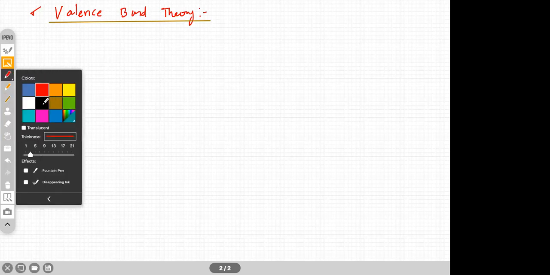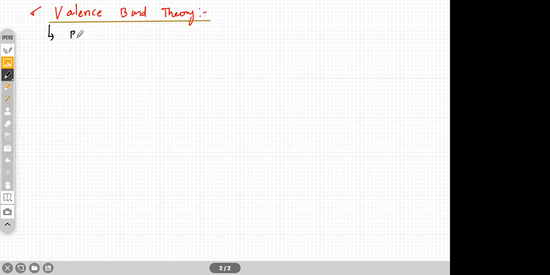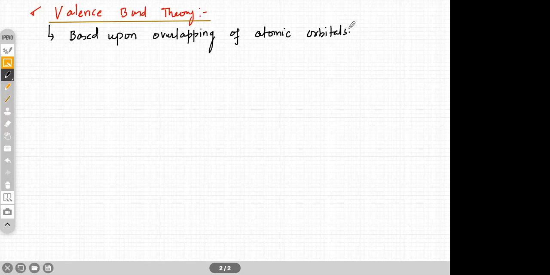So this theory is based upon overlapping of atomic orbitals. Right? So atomic orbitals which contain an unpaired electron, a single electron, overlap and form a bond. Orbitals which contain an unpaired electron overlap and form a bond, right? Because the pairing is done when overlapping takes place, right?